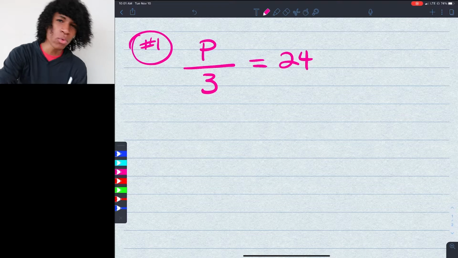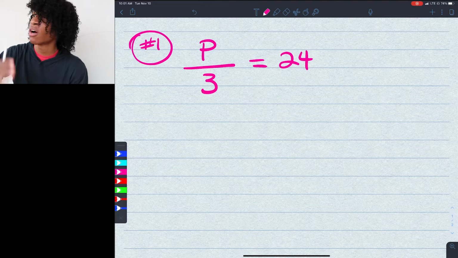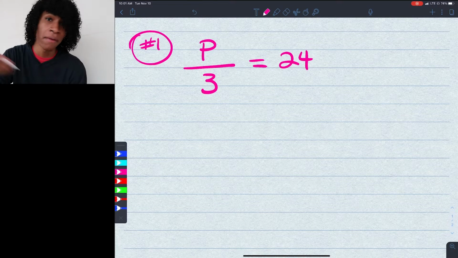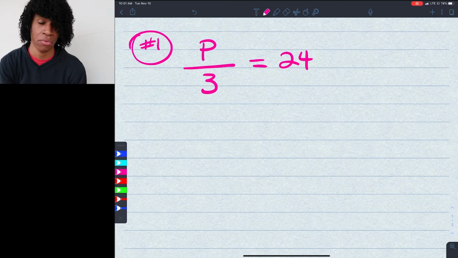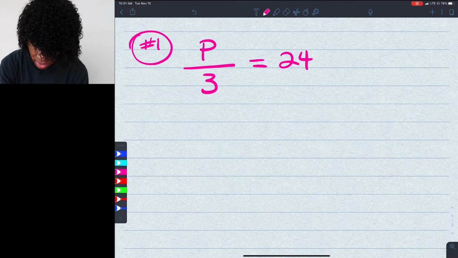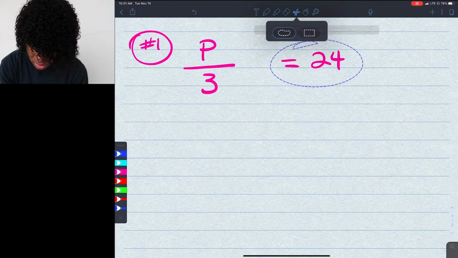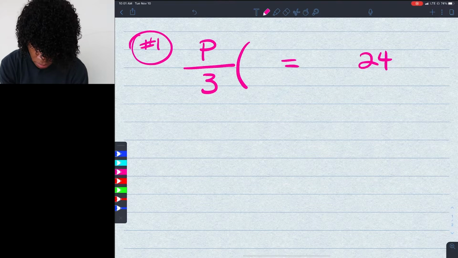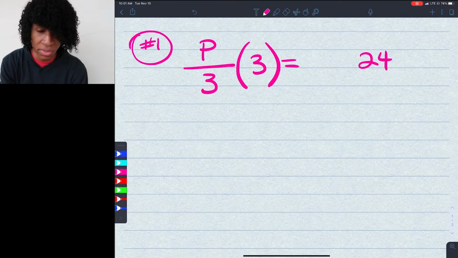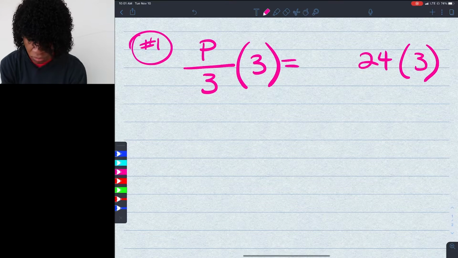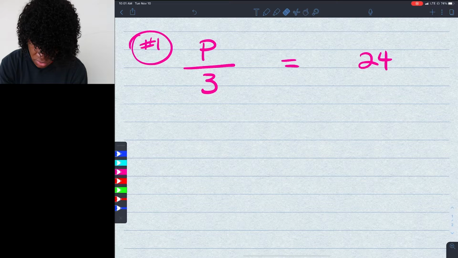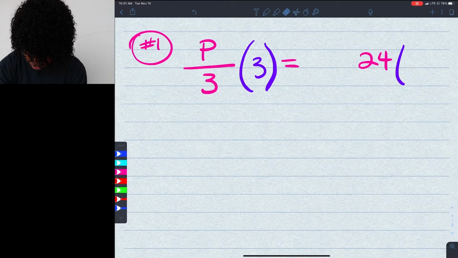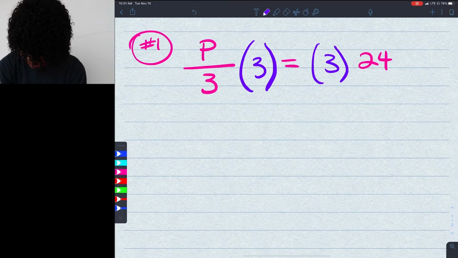And so we're going to use the same rules we've been using: the opposite of whatever is being done to our letter. So if we got p divided by 3, the opposite of dividing by 3 is multiplying by 3. So I'm going to multiply, and let me space this out a little bit so we have more space to work with, and you'll see why in just a second. We're going to multiply both sides by 3. So I'm going to multiply this by 3. That's what those parentheses are. And I'm going to multiply this by 3. Actually, let me do it in a different color so it's easier for you to see. Multiply this by 3 and multiply this by 3.